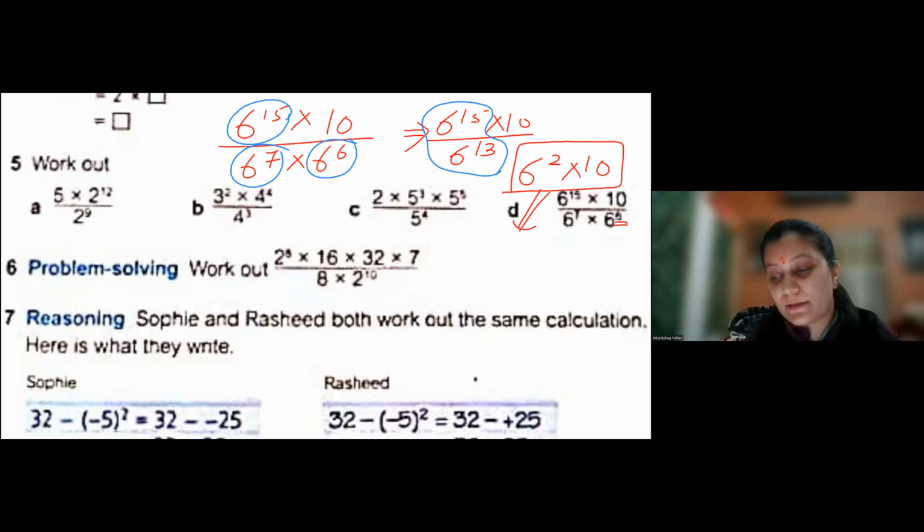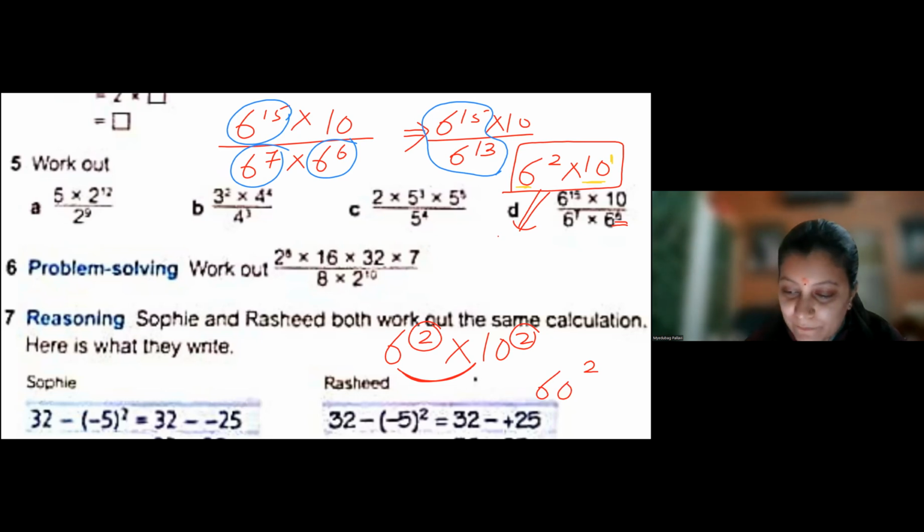Then it will be 60 to the power of 2. Again, you're doing the same mistake. We will only multiply the bases if the powers are the same. Powers are not the same. Here we have 10 to the power 1. If we had 6 to the power 2 multiplied by 10 to the power 2, then we would multiply the bases and it would have been 60 to the power of 2. But if we have different powers, we cannot multiply the bases.